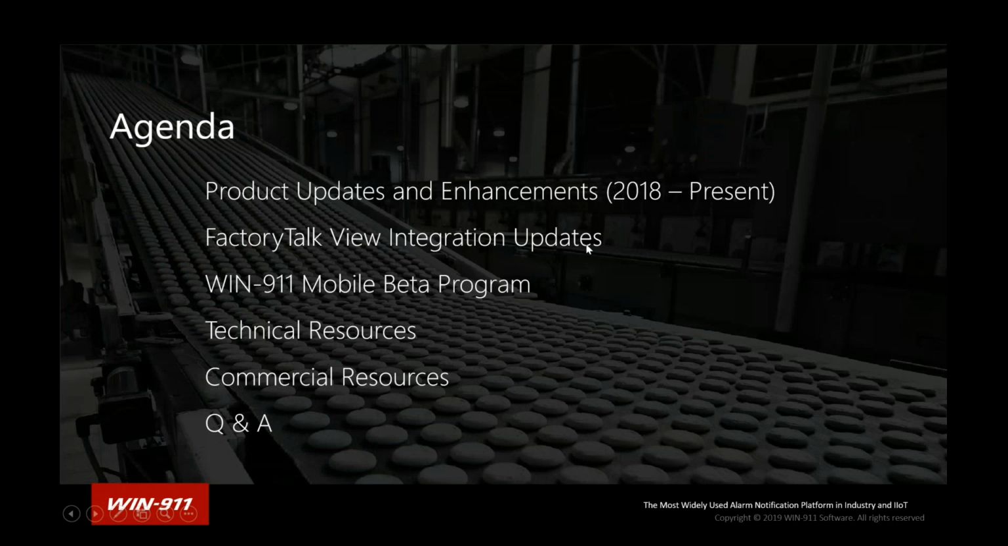So just quickly on the agenda, as I sent this out to everyone, we're going to start out with product updates and enhancements, pretty much from 2018 up to present. We'll then focus in on our FactoryTalk View integration, what updates we've made there. I want to talk a little bit about our new mobile app. We've just released the beta program on May 1st, so I'll talk to you on how you can participate in the beta program. And then we'll close out going through some of the technical resources, some new commercial resources, materials that we've put on our website that I think could be beneficial to everyone. And then we'll close it out with questions.